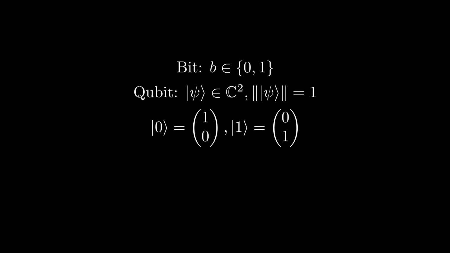Instead, this qubit can be in superposition between states 0 and 1, just as how a quantum mechanical system can be in a superposition of different energy eigenstates. We denote this general superposition as a vector of the form (alpha, beta), where the absolute value of alpha squared plus the absolute value of beta squared is equal to 1.